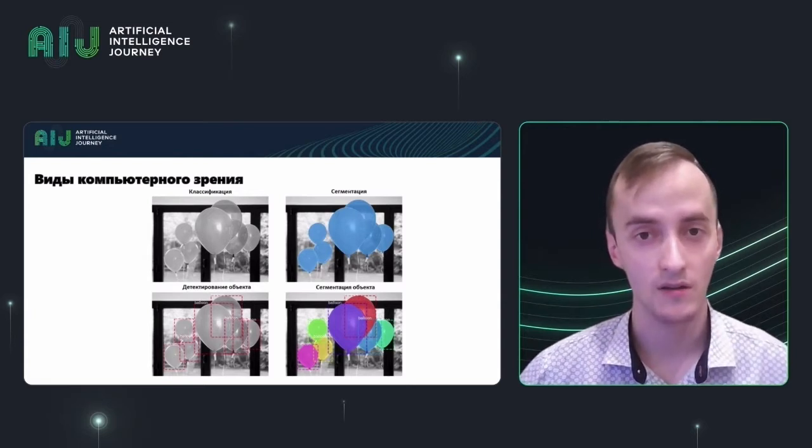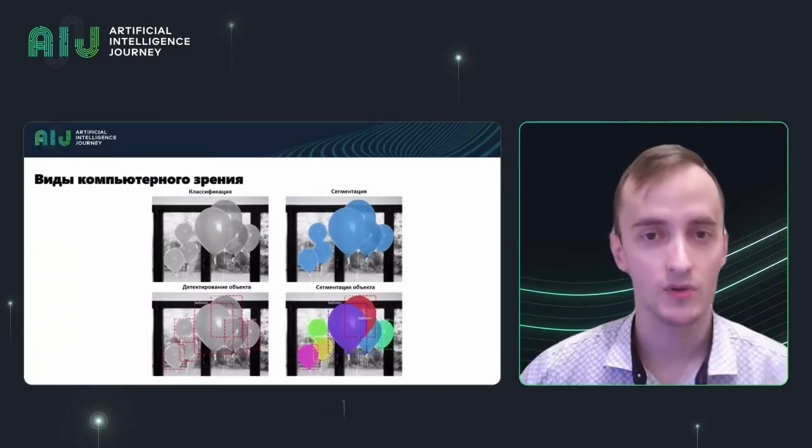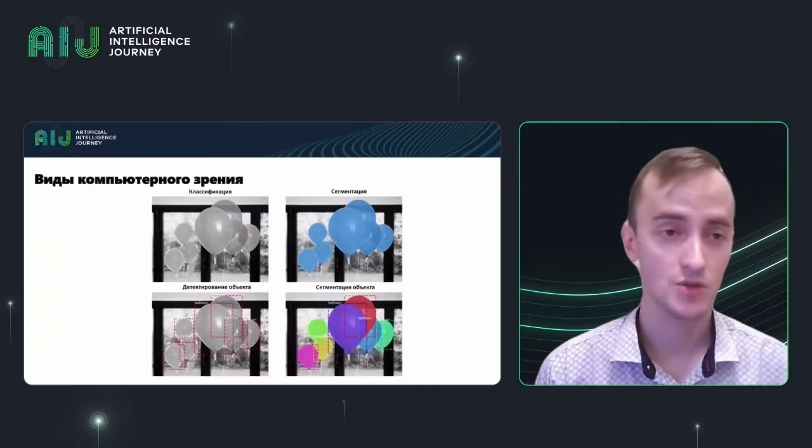Actually, the types of computer vision tasks are usually classified in 4 types. Classification, identifying the image; segmentation; object detection, identifying all objects of the predefined classes and determining the frame for each of them; and object segmentation, determining the pixels that belong to each object.